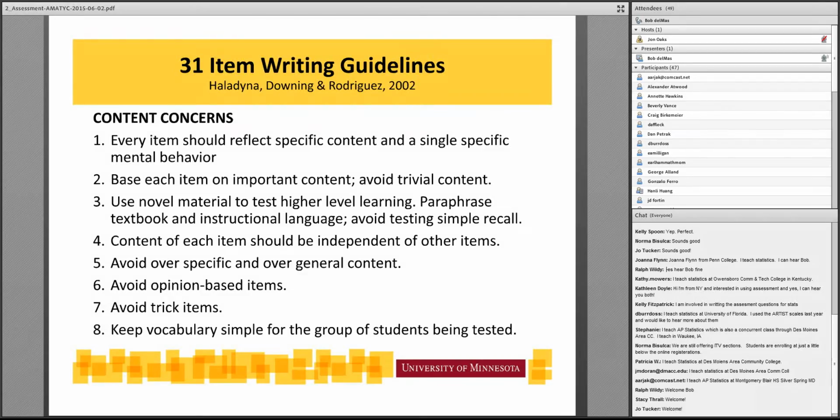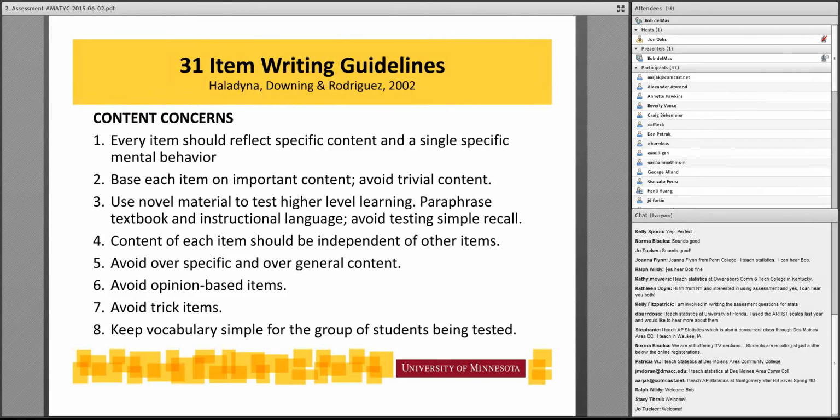And I will have a list of references at the end of the talk, so everything I cite, you'll get the references at the end. But anyways, there's 31 writing guidelines that they identified for writing good and informative multiple choice items.